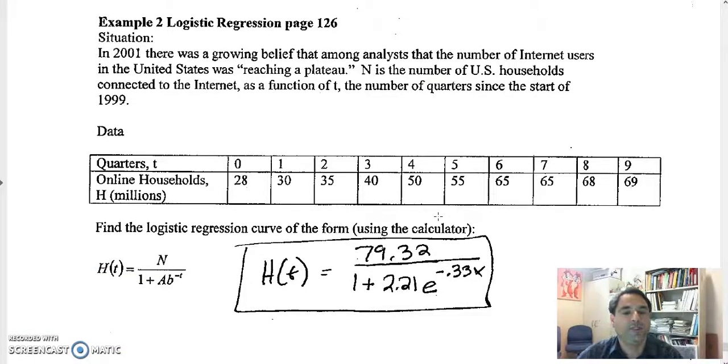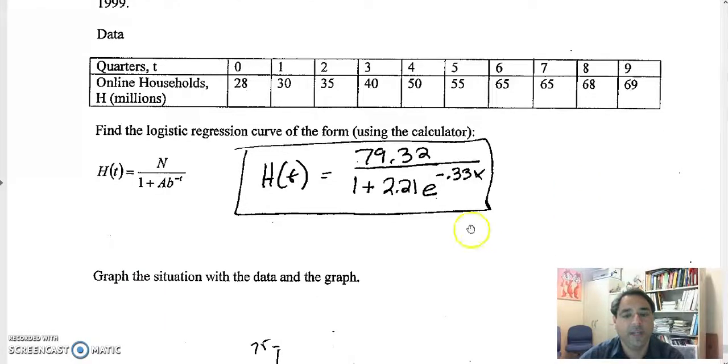In 2001, there was a growing belief among analysts that the number of internet users in the United States would reach a plateau, and as the number of U.S. households connected to the internet, remember there's a leveling off, as a function of t. Now we're going to put this data in our calculator. I'm going to use list 1 and list 2, and we're going to do the same exact thing. Data, line that goes through it, but be very careful because you can see it looks a little weird.